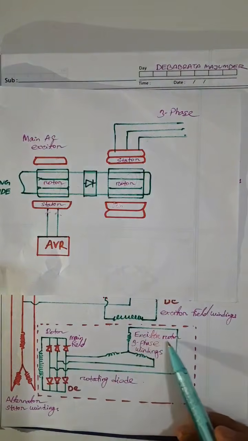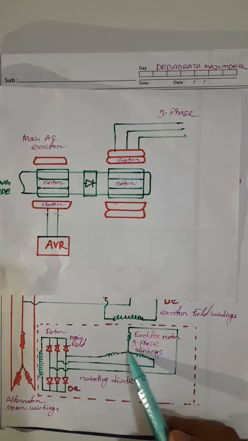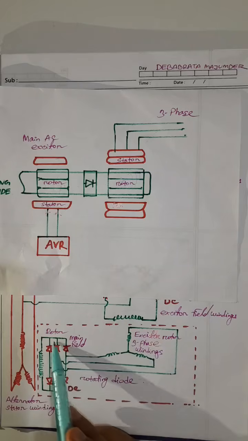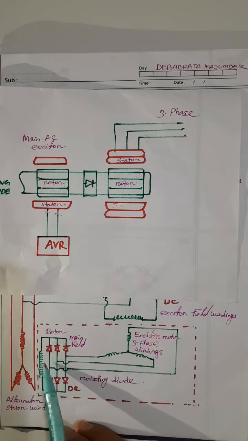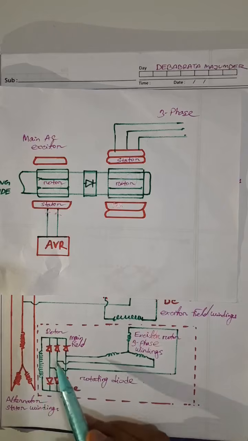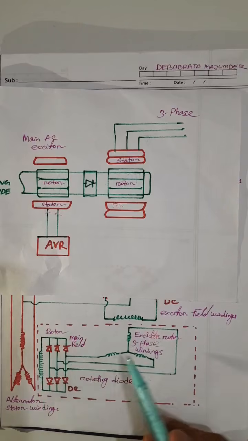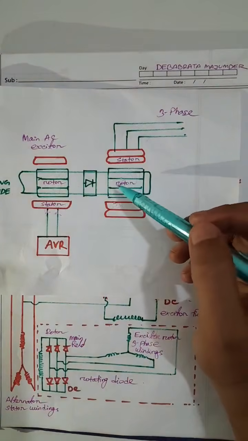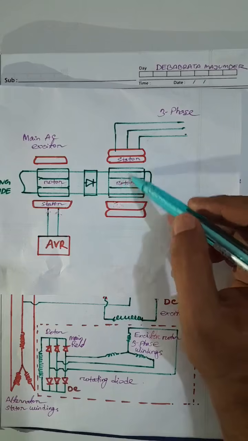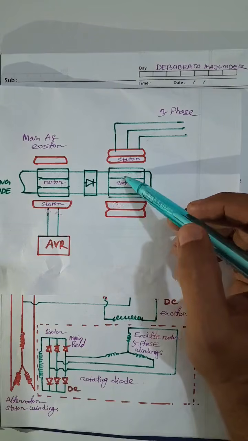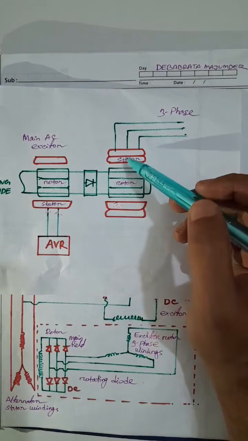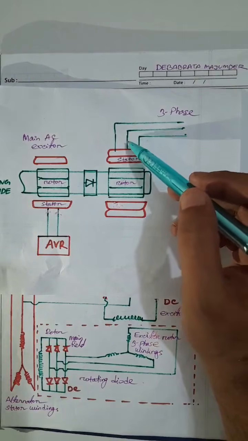See, exciter rotor three-phase windings to rotating diodes. After the rotating diodes, it comes to the main rotor windings. So this is how it controls the excitation. So whenever there is more current in the rotor windings, that means more magnetic flux cutting and more voltage produced.